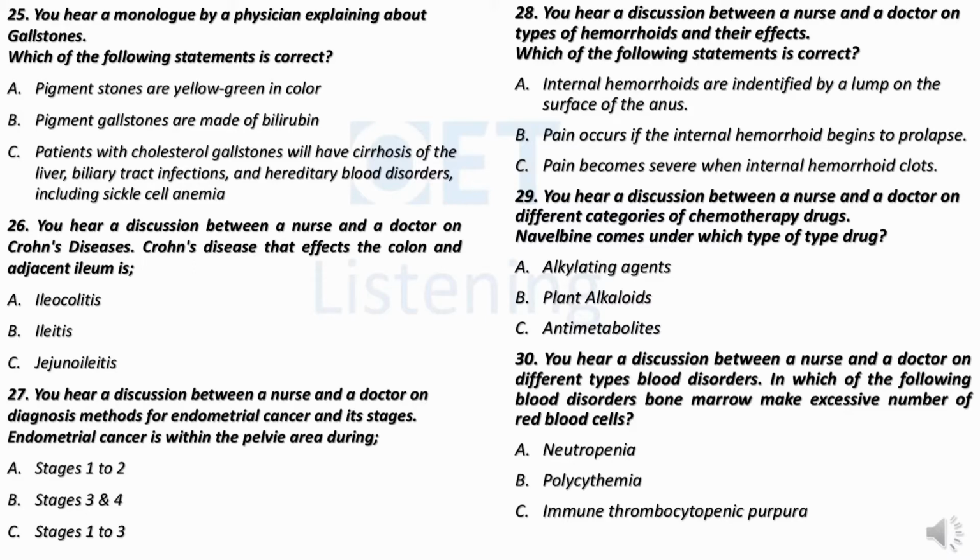Hello, doctor. What are the different types of anemia? Anemia results from a decreased number of red blood cells or hemoglobin, the protein that carries oxygen. Anemia can result from iron deficiency, sickle cell disease, or thalassemia.